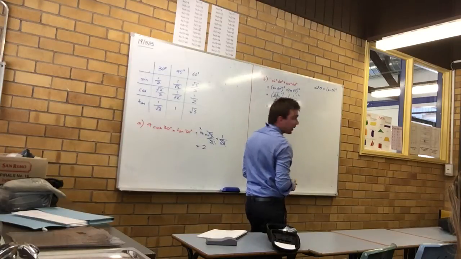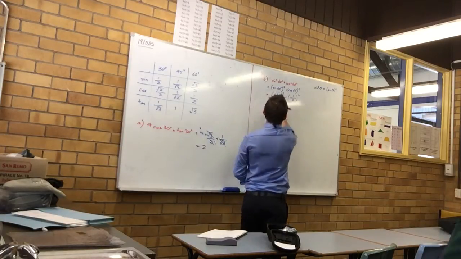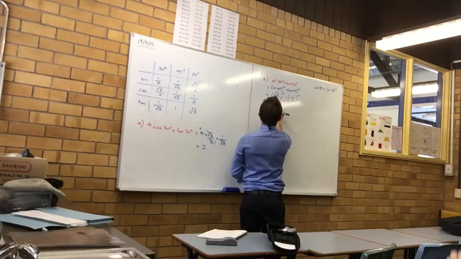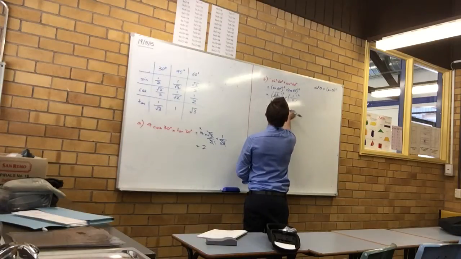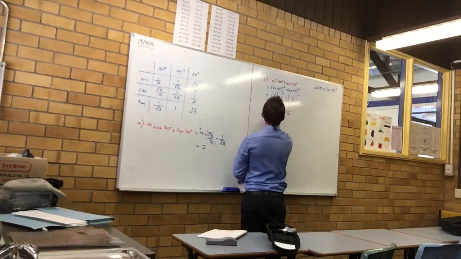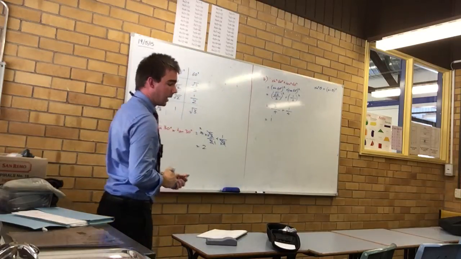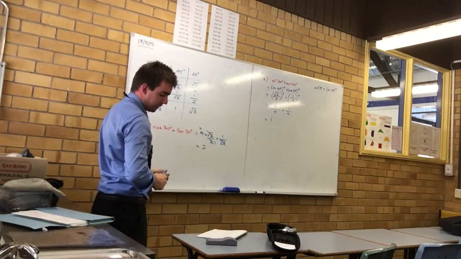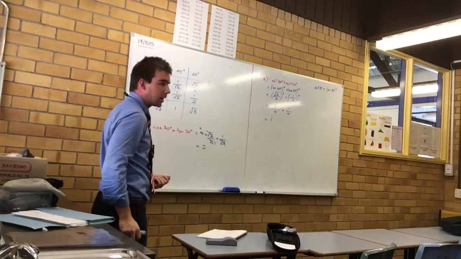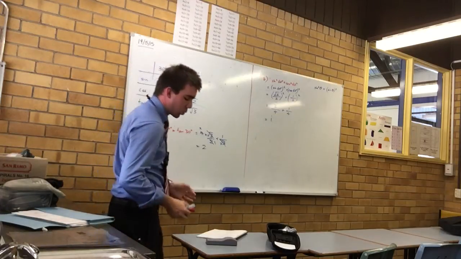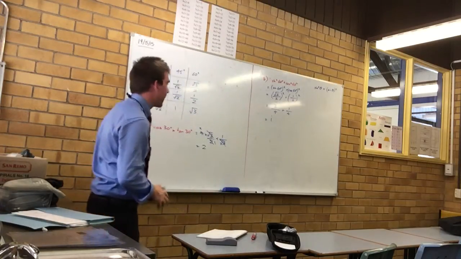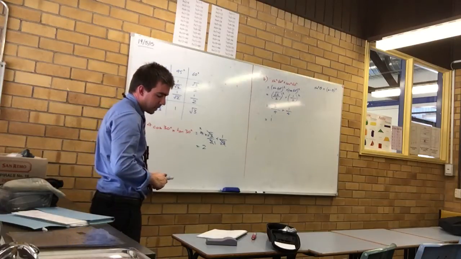Alright, so what's root 3 all squared? 3 over 4. And what's half squared? What's 3/4 plus 1/4? And that will be one of the rules that you'll be learning in a future lesson, that sine squared theta plus cos squared theta is equal to 1, no matter what value for theta.